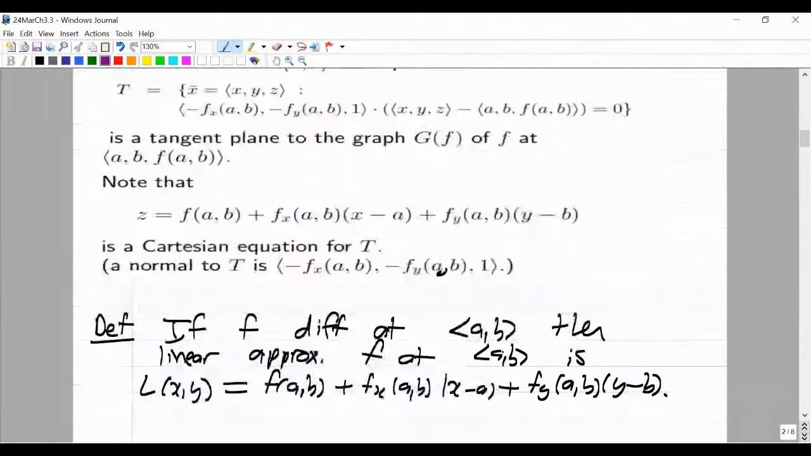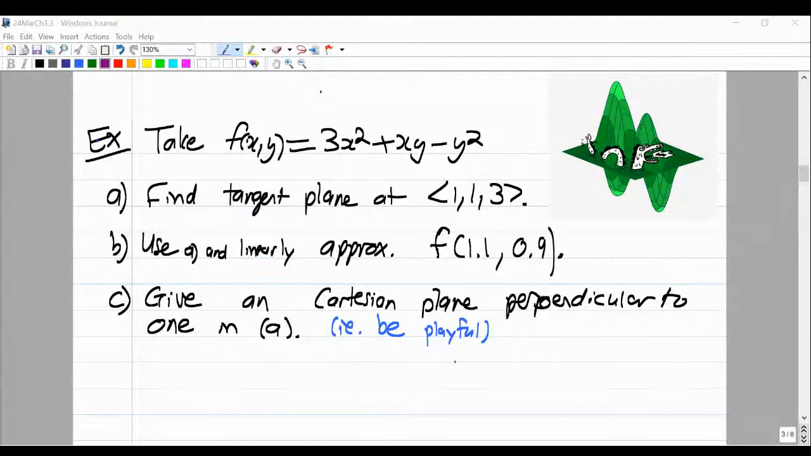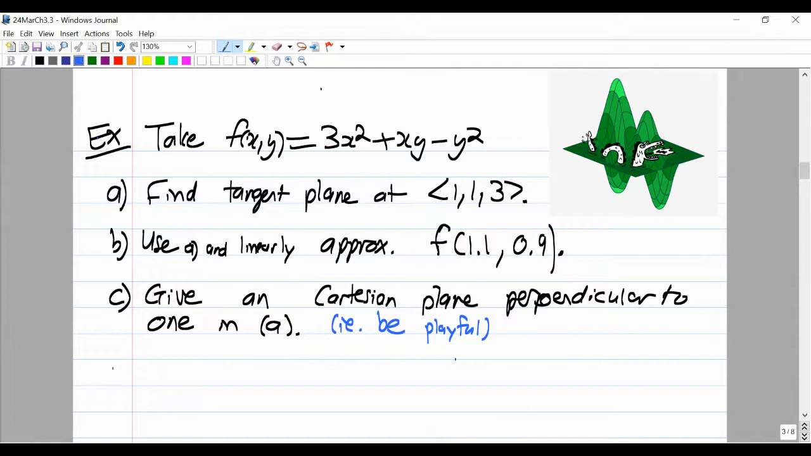Alrighty, so what kind of questions can you expect in the exam? Here is a question. So take this function of two variables. We want to find the tangent plane at the point (1, 1, 3). So you can see if x is 1 and y is 1, and you plug it into the function, the output is 3. So you can clearly see this point is on the surface. Alrighty. So, just to show the marker, you've noticed that. Start off by saying, okay, the function is 3x squared plus xy minus y squared. And if I plug in the 2D vector into the function, I get 3.